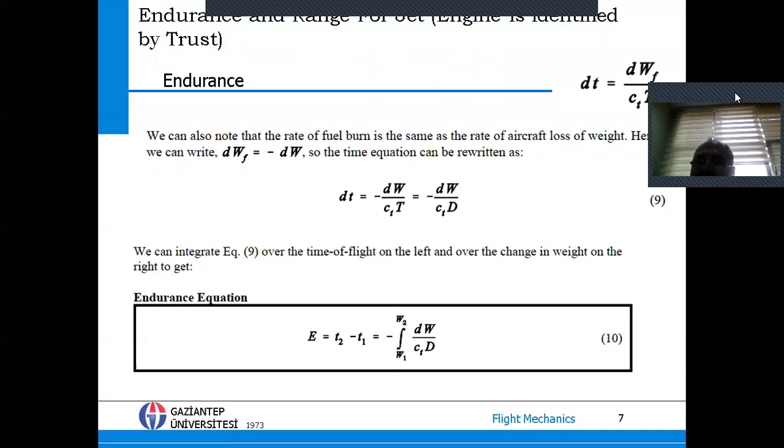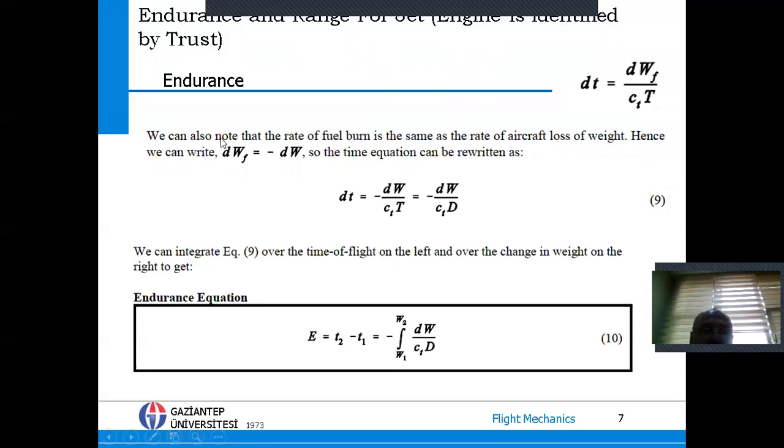So endurance, we can also note that the rate of fuel burn, this one, okay, is the same as the rate of aircraft loss of weight. Very important now. So however much fuel is consumed, the weight of the airplane is reduced by the same amount, okay? Hence, we can write dWF equal to minus dW. So the time equation can be written as this.